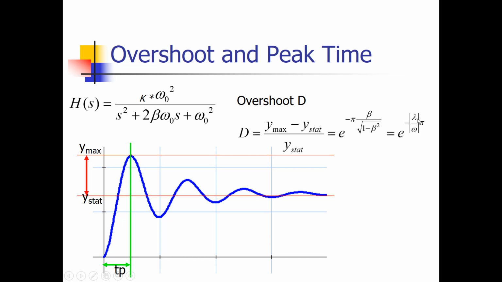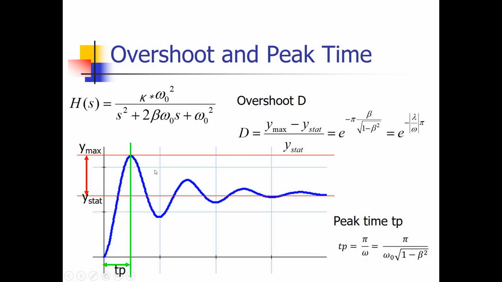Well, you know that lambda is equal to minus beta times omega 0, and omega is omega 0 times the square root of 1 minus beta squared, so you can also get an expression with the beta in it. So again, when you don't have any measurements, but you know the beta of your system, then you can calculate and predict what the maximum overshoot will be when you apply a step signal to the input. So that's very nice.